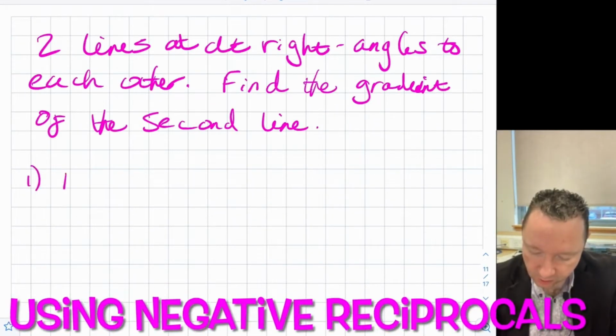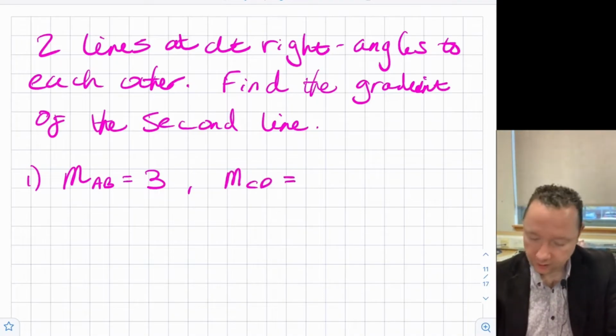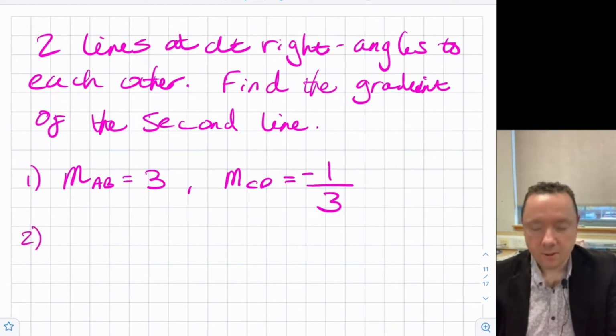What do I mean by that? So let's say example 1, if the gradient of the first line, let's call it AB, is equal to 3, how do I know the gradient of CD at right angles to that? Well, we say it's a negative reciprocal. All you have to do, 3 becomes a third and minus a third. If you times them together, you get minus 1.